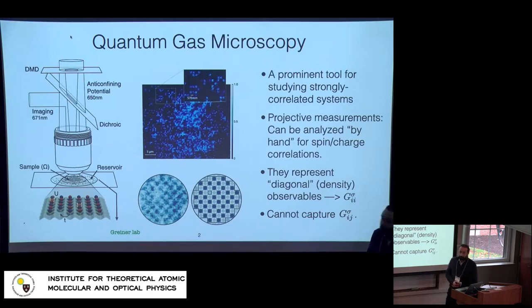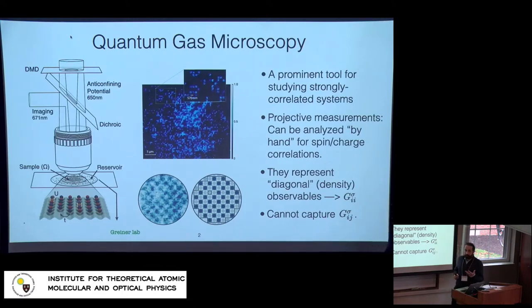measurements, also triangular lattice. And these are, of course, projective measurements that we can use to calculate all sorts of spin and charge correlation functions by simply counting what's going on in these pictures. They are considered diagonal observables because they are basically density and connected to the diagonal elements of your Green's function.